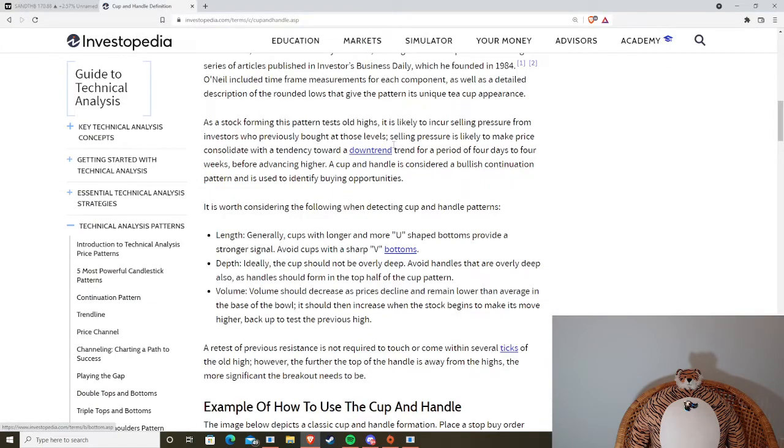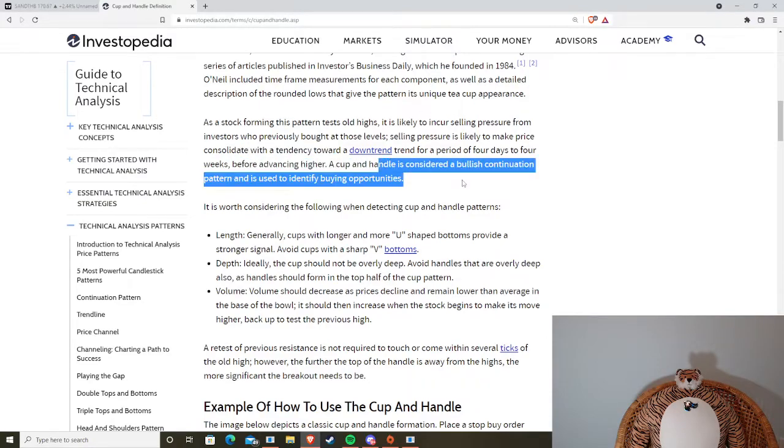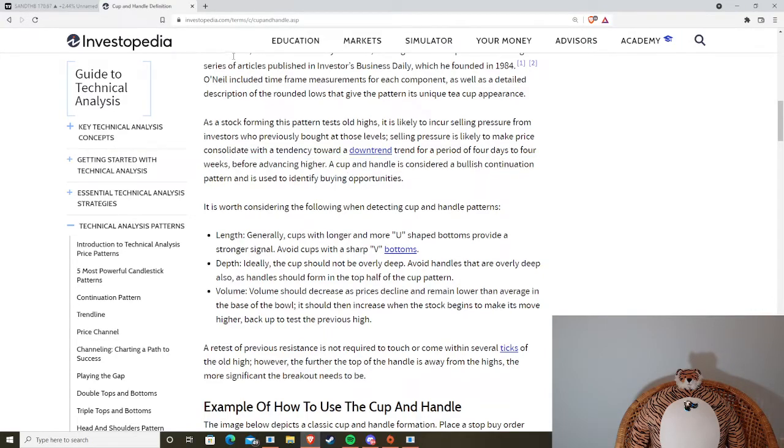Anyway, so it is likely to incur selling pressure from investors who had previously bought at those levels. Selling pressure is likely to make a price consolidate with a tendency towards a downward trend for a period of 4 days to 4 weeks before advancing higher. Cup and handle is considered a bullish continuation pattern.